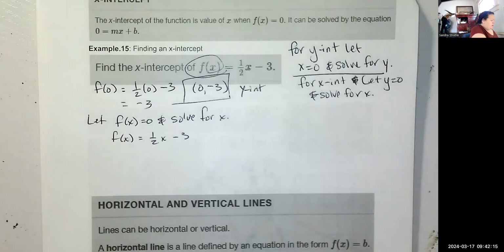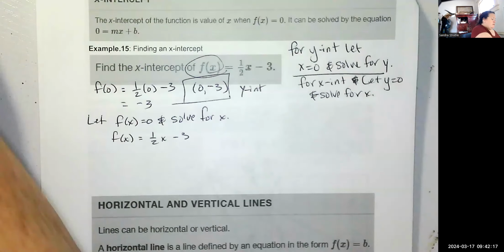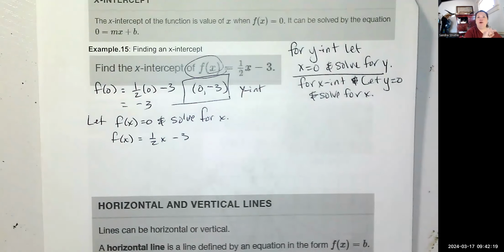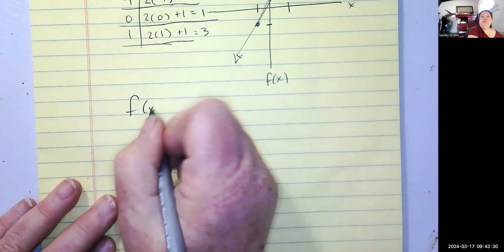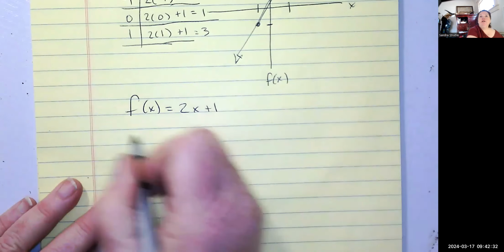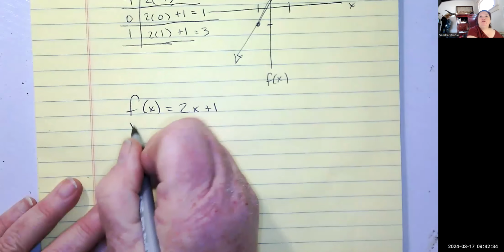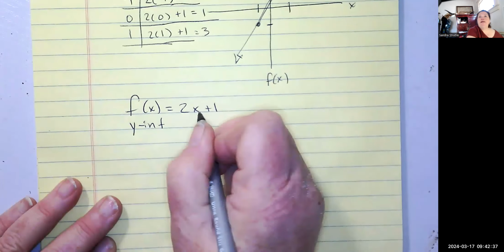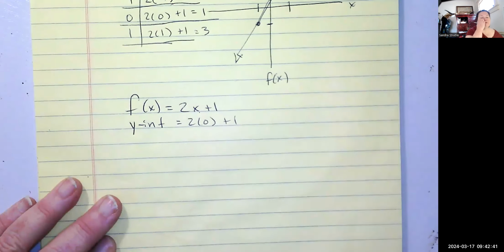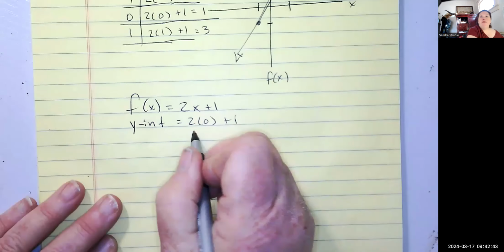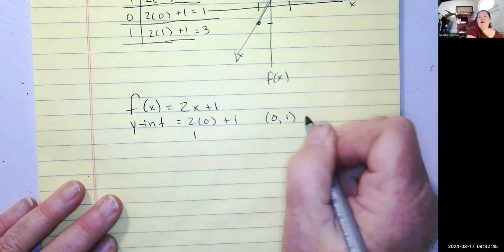Before I do this problem, I want to show you one that doesn't have a fraction in it, just so that you understand the concept. So let me go back over here. I'm going to use the same one, the 2x plus 1 that we had. f of x is 2x plus 1. To solve for the y-intercept, we let x equal 0. 2 times 0 is 0 plus 1 is 1. So 0, 1 is the y-intercept.